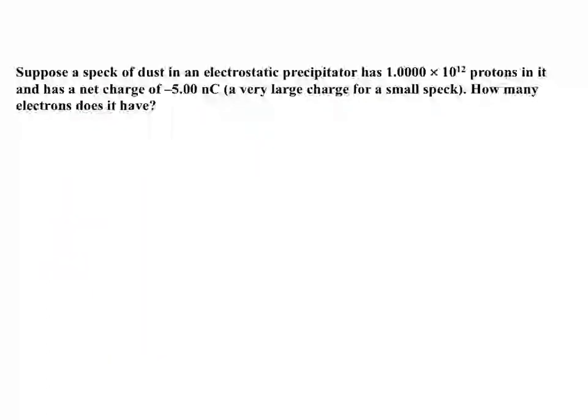Slide 5. Suppose a speck of dust in an electrostatic precipitator has a trillion protons in it, net charge of -5 nanocoulombs, which is a lot. How many electrons does it have? So first, an electrostatic precipitator, that'd be something you put on top of a chimney stack on some power plant that's belching out smoke, and you can literally scrub the smoke clean before it leaves. Basically, you charge the soot particles as they're coming up, and then another plate attracts them by opposite charge, and you remove the bad stuff from the smoke.